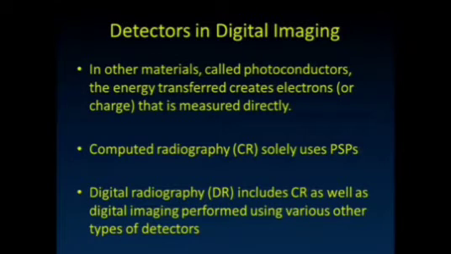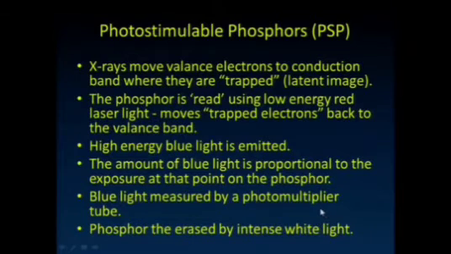And those are called photoconductors, and I'll show you an example of some of those. Computed radiography, when you hear the term, really refers to imaging using photostimulable phosphors, okay? And digital radiography, when used appropriately, includes CR as well as digital imaging performed with various other types of detectors, like photoconductors, and I'll show you that example in a while.